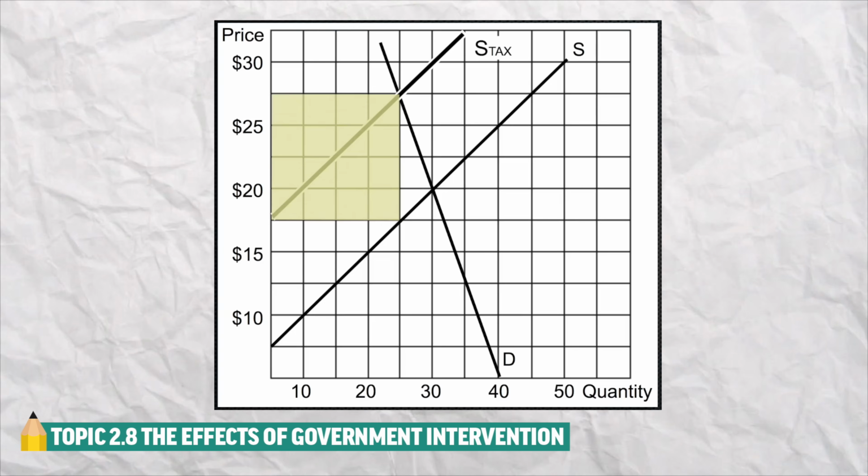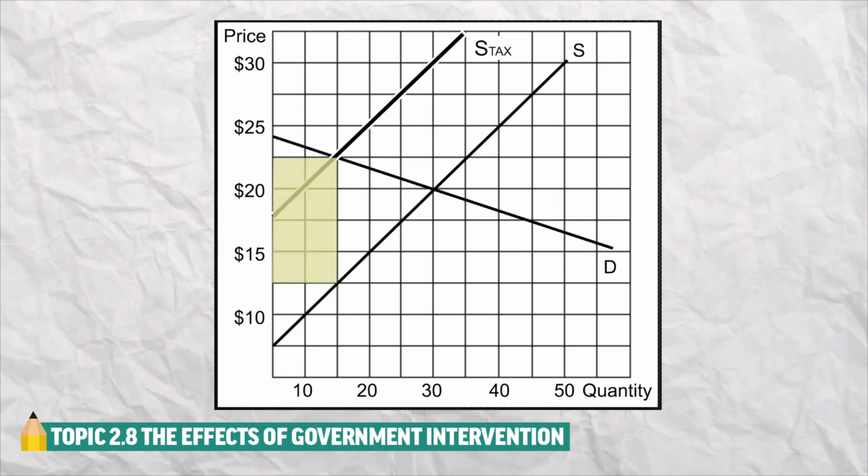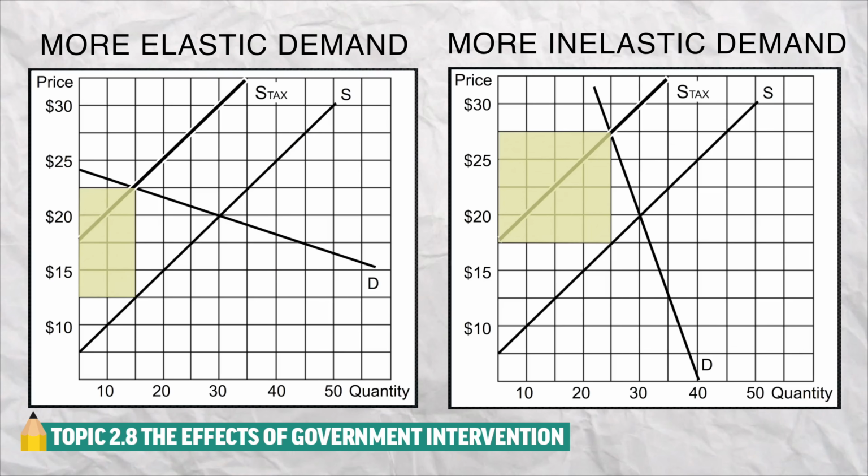producer surplus. For example, if the demand is more inelastic than the supply, then consumers pay a higher portion of that tax. And if the supply is more inelastic than the demand, then producers pay a larger portion of that tax. The big takeaway here is the burden of the tax and the amount of deadweight loss depends on the relative elasticity of the demand and supply curves.